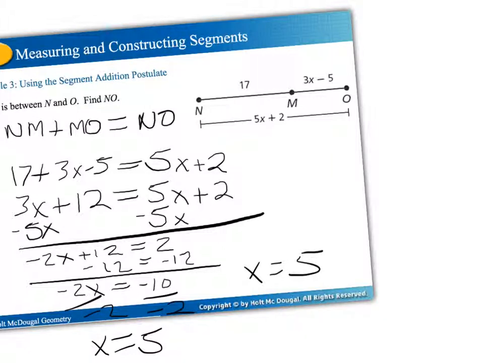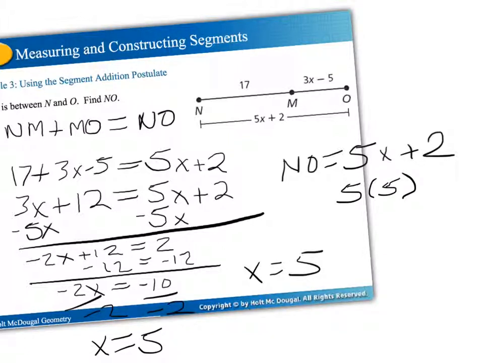Okay, so now that we found out what x equals, we have to finish what they're asking for. They're asking for what NO is. They want to find NO. So now I need to take the distance of NO. NO equals 5x plus 2. And wherever I see an x, I'm going to substitute in a 5. So I get 5 times 5 plus 2. So this becomes 25, and so NO equals 27.